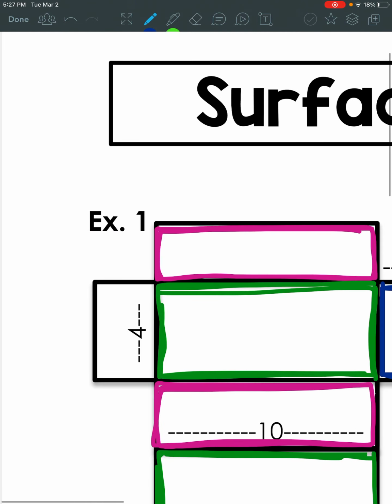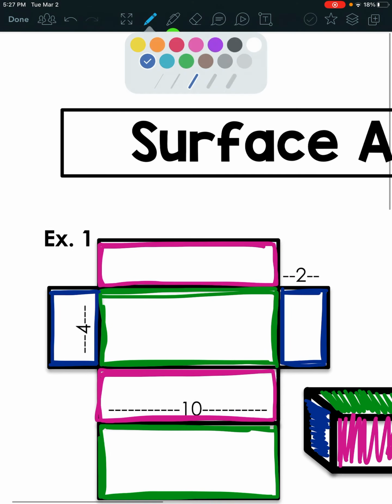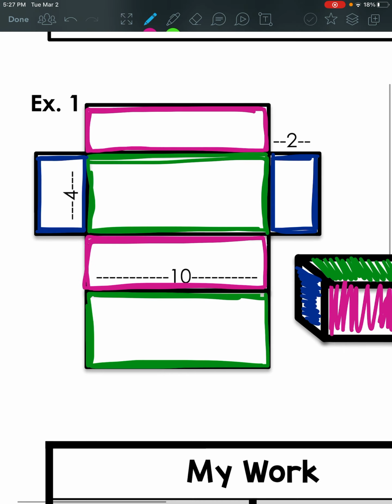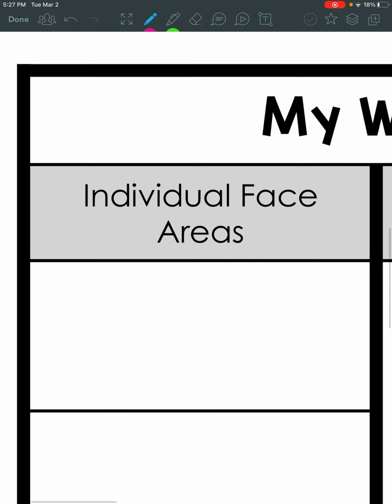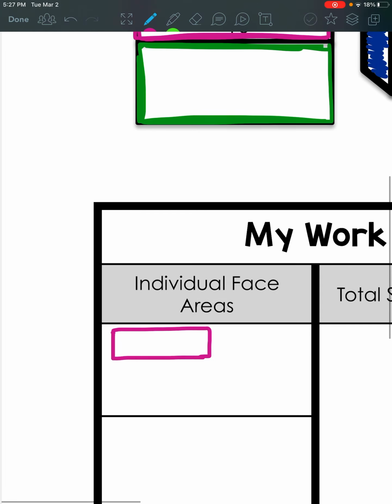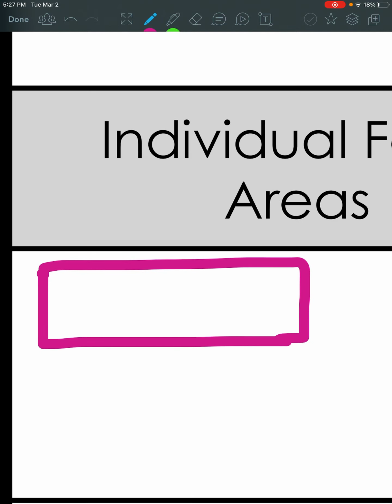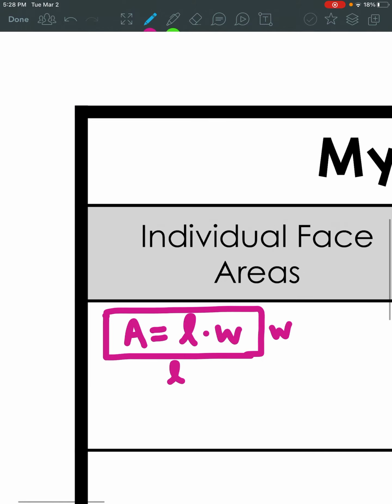So a rectangular prism has 6 rectangular faces. We're going to find the area of each one of those faces and then add them all up. So I'm going to start with the front and the back, those pink rectangles. Let's draw a picture of that pink rectangle that we are working with. Keep in mind, what we are actually finding here is the area of this rectangle. The area for a rectangle, you want to take the length times the width.